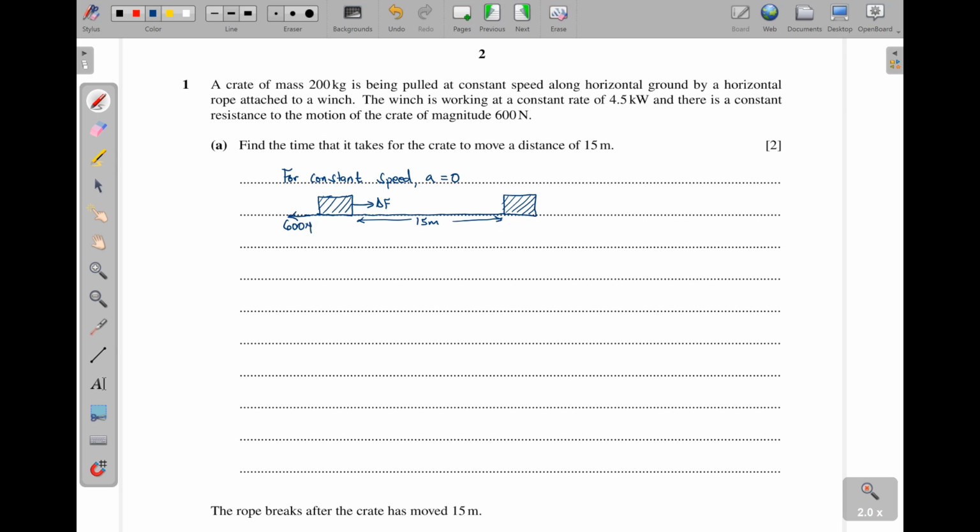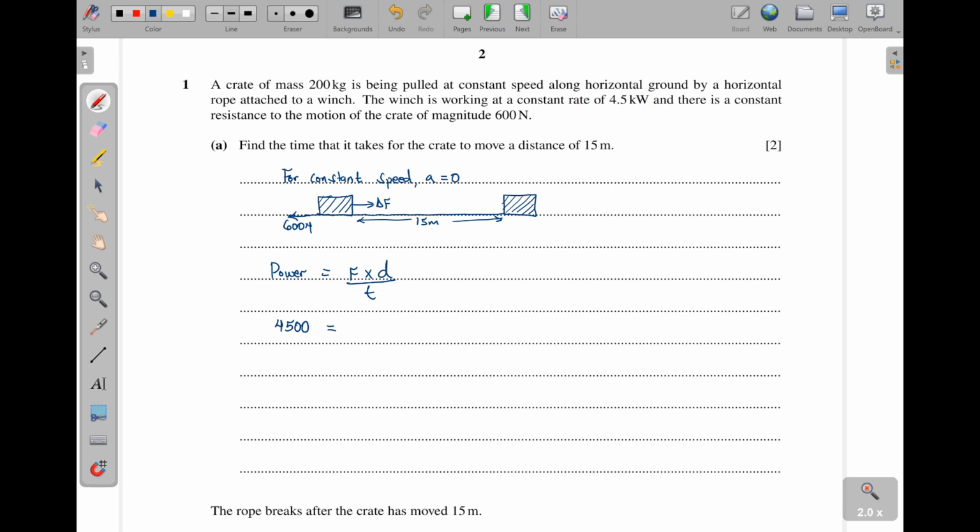Now, we know that power, we are given the power. They said that the winch is working at a constant rate of this, that is power. So power is the rate of doing work. It can be FV. I can actually just say power is equal to rate of doing work. Work is force times distance, right? So I will have force times the distance, then divide by the time. So power is 4,500. Remember, it is in kilowatts, so we multiply it by 1,000.